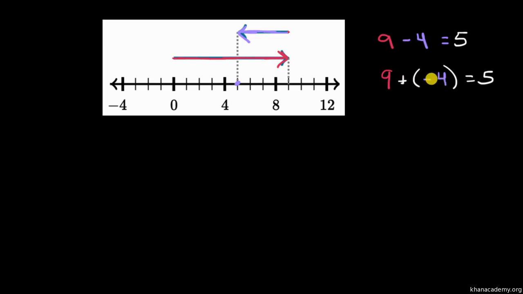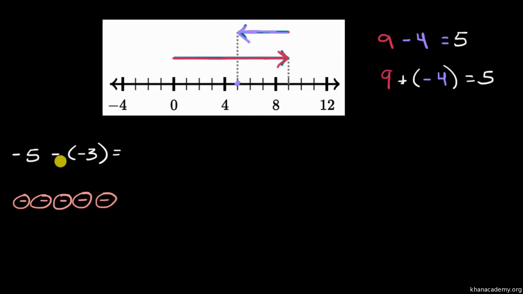Now, will that work the other way around? If I subtract a negative number, is that the same thing as adding the opposite? Let's say we had negative 5 minus negative 3. What is that going to be equal to? And let's think about this with integer chips. So we could start with 5 negative integer chips: 1, 2, 3, 4, and 5. And now I'm going to take away 3 of those negative integer chips. So I'm going to take away 1, 2, 3 of them. And so what am I left with? I am left over here with negative 2.